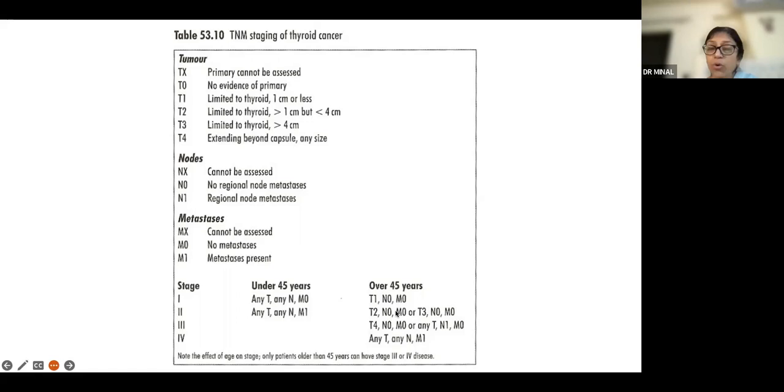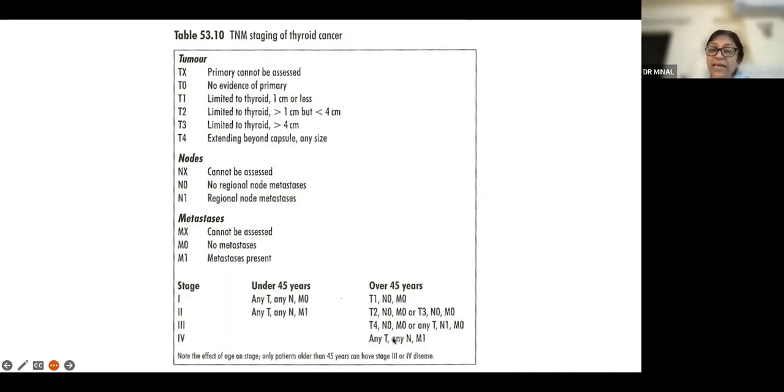But if you look at the older population, stage 1 is correlating to any T1. That is, T1 is limited to thyroid, but 1 centimeter or less. No nodal involvement, no METs. Stage 2 is involving T2 and T3, but still no nodal involvement, no METs. Stage 3 is T4, or we have at least 1 nodal involvement. So the moment the lymph nodes are involved, it becomes stage 3 in the older population.